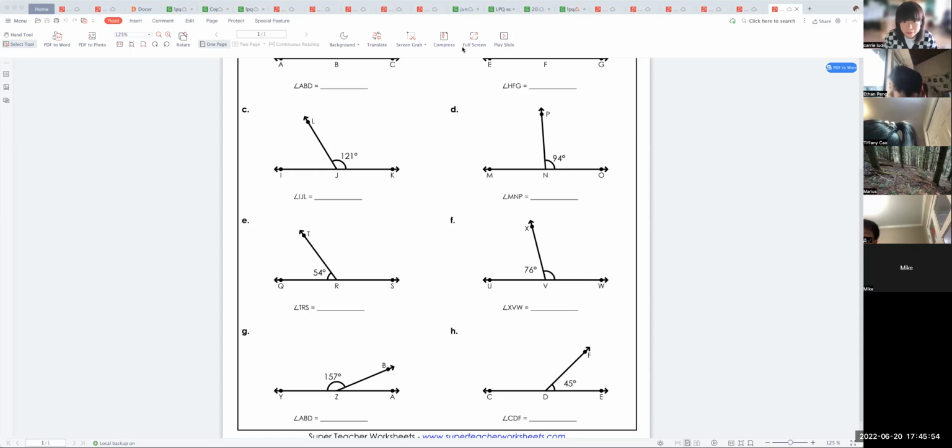Okay, everybody, let's take a look at the first question. Tiffany, can you tell me what is angle RJL? Angle RJL equals negative. Negative? How do you get negative? Oh wait, so just 180. So this is 180, okay, Tiffany? This is 121. So 180 minus 121 equals what? 59 degrees.